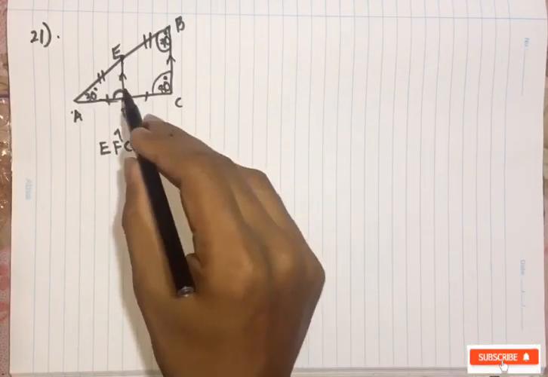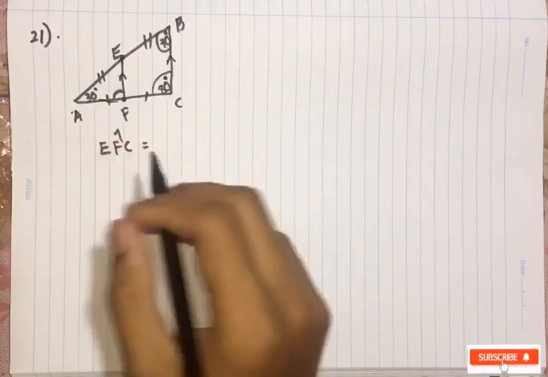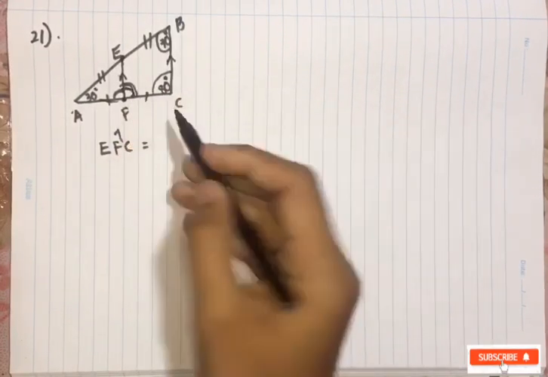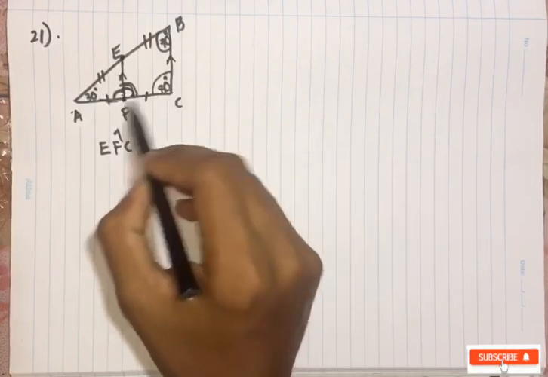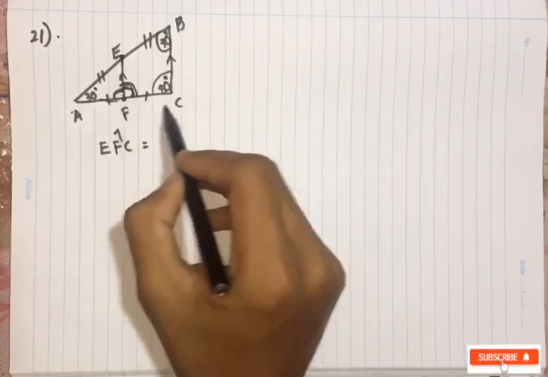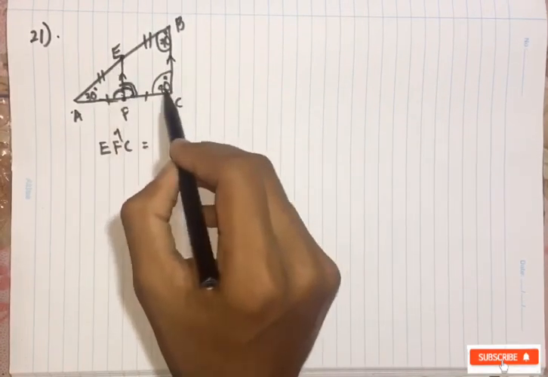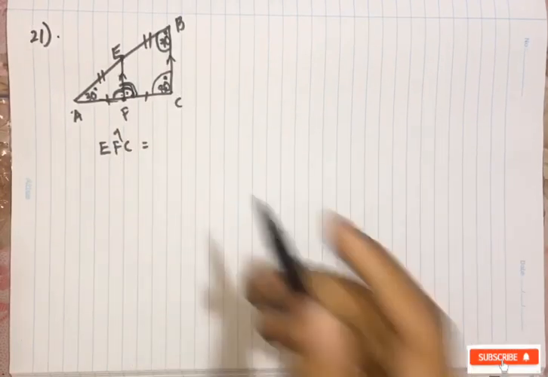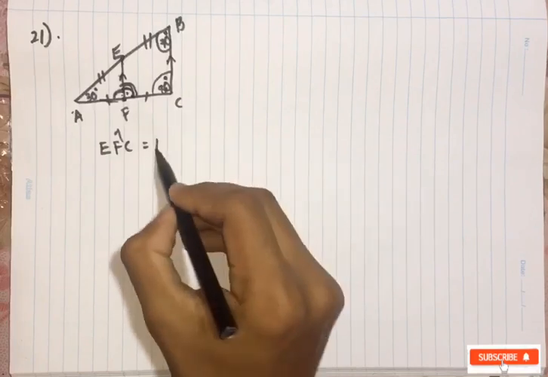You have to find EFC, right? This is the angle you have to find out. Now this is the corresponding angle. You can find it using allied angles. 80 plus this, the sum should be equal to 180. Therefore, this should be equal to 100.